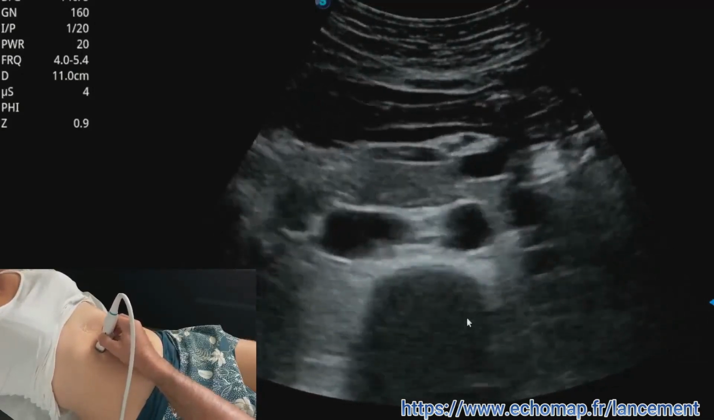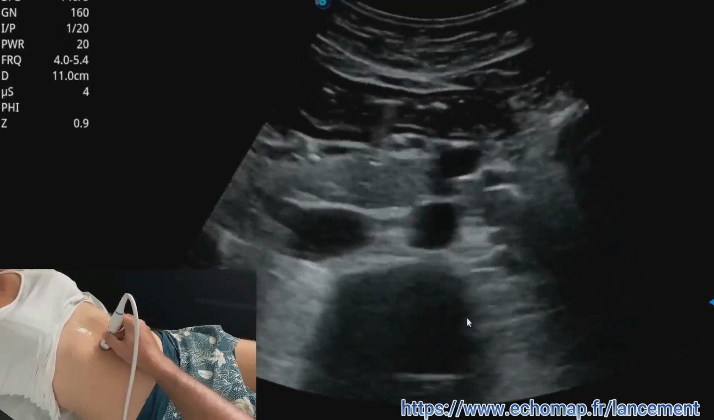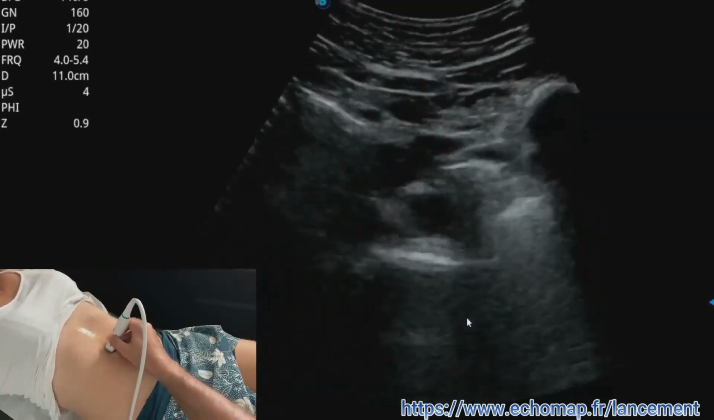So next up, quite simply, it's not complicated for aortic aneurysm. It takes a few minutes. We're going to follow our aorta and check that its caliber is still regular.